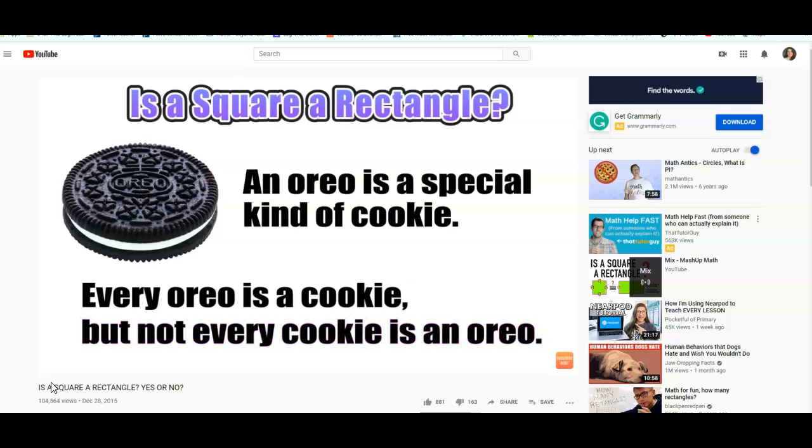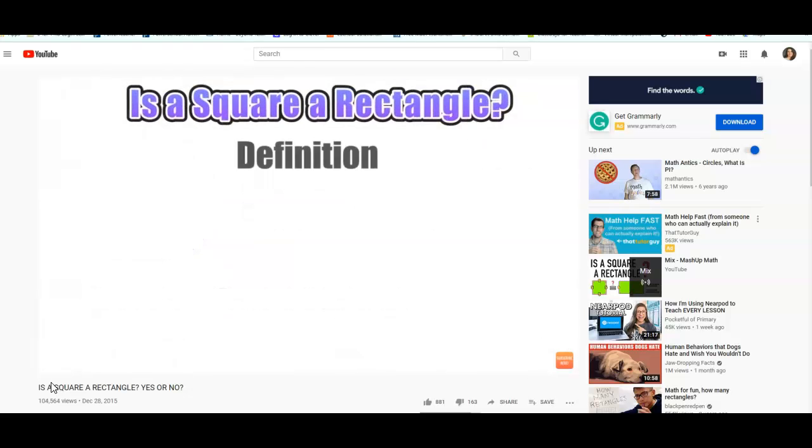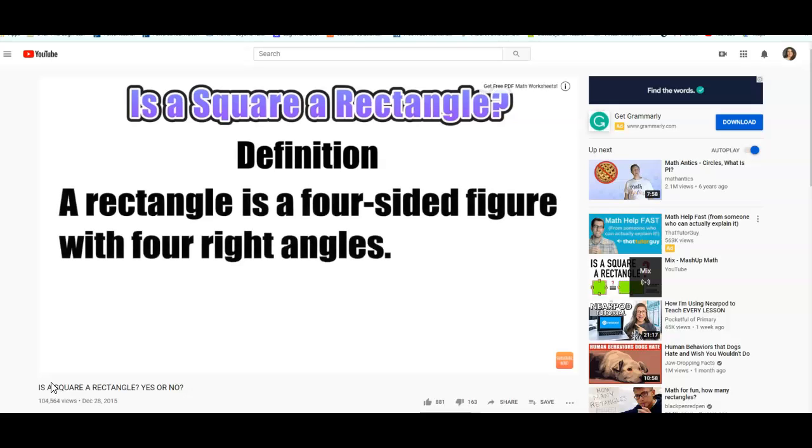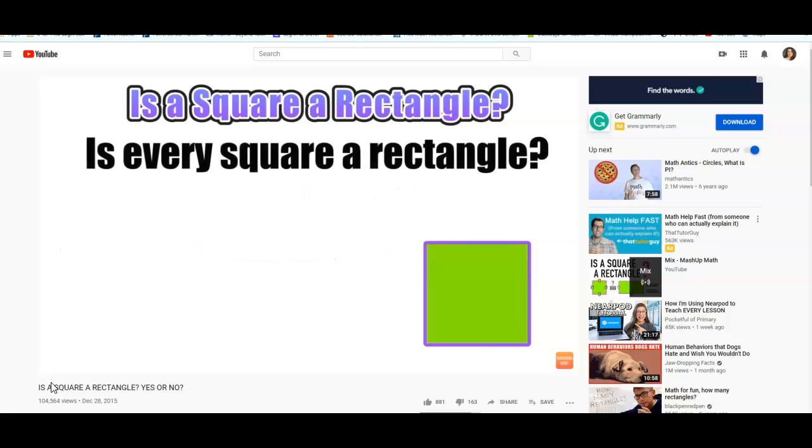So believe it or not, we just engaged in mathematical reasoning. And now we're going to take that same kind of thinking and apply it to our original question, is a square a rectangle? So let's go ahead and start off with the definition of a rectangle, which is a 4-sided figure with 4 right angles. And again, we want to see if a square will satisfy this definition and allow us to answer the question, is every square a rectangle?